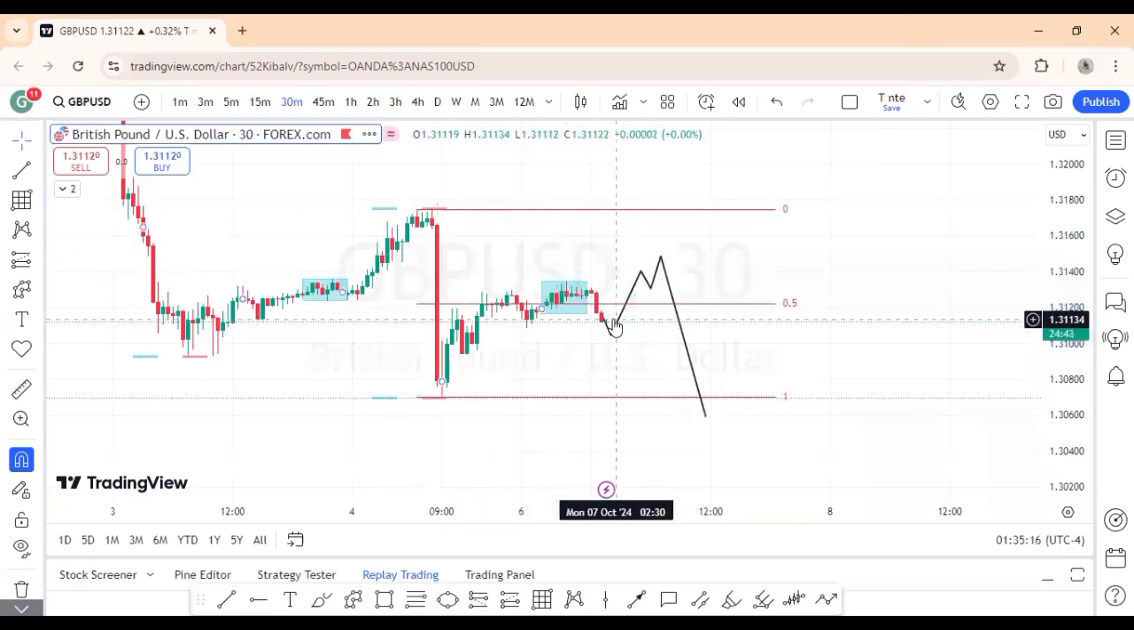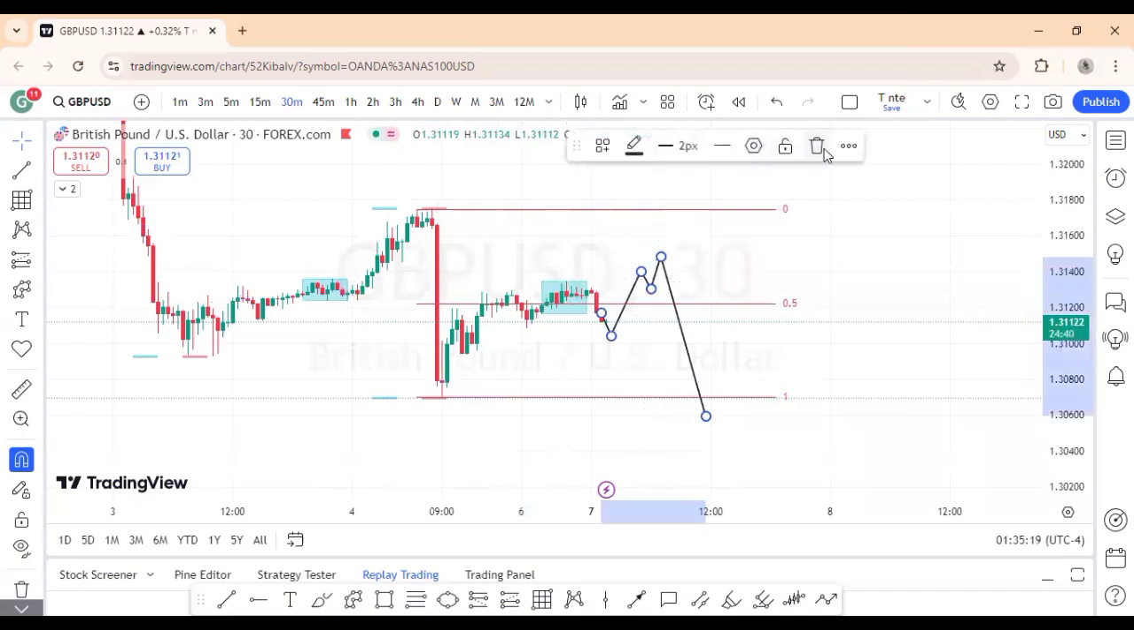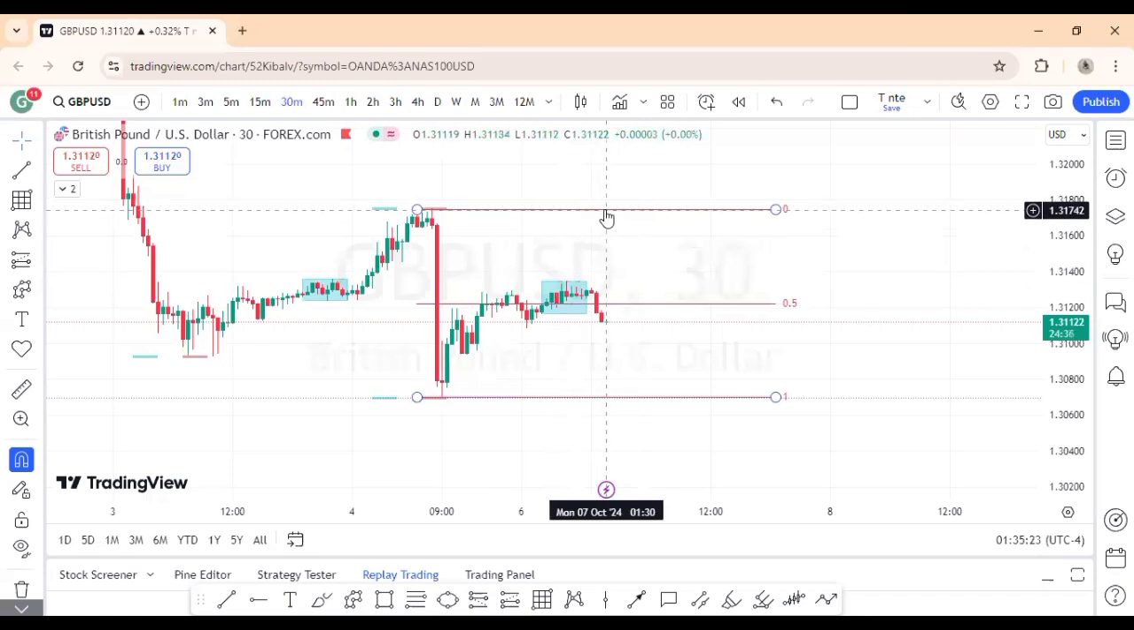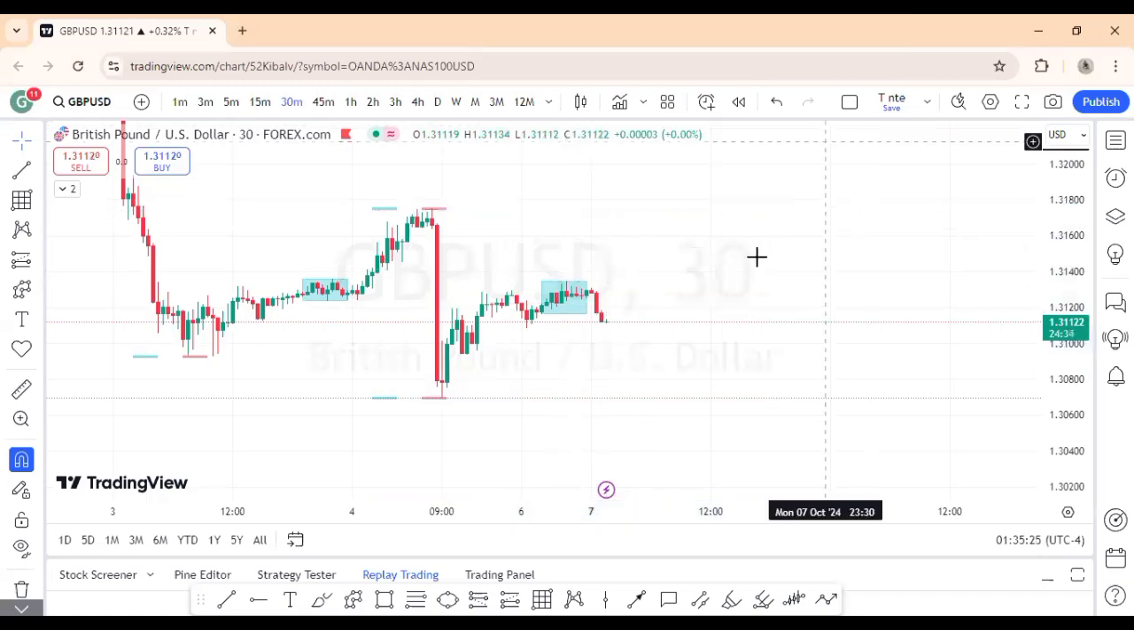So for me, since it's a 30 minutes time frame, I would like to see price resume being bearish. I would also like to see price take out this Asian high and then give me a sell confirmation to go lower, right? So that is it.